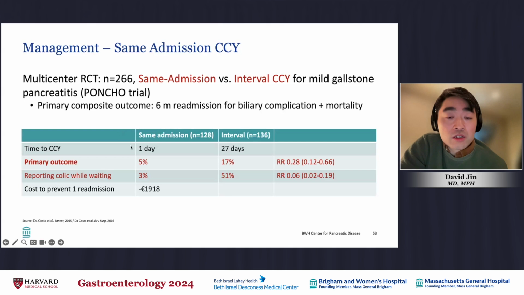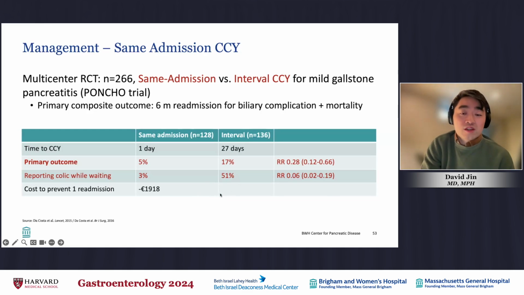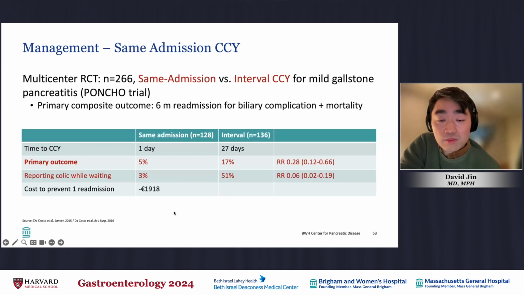So the same admission cohort got their cholecystectomy within a day on average versus the interval cholecystectomy group. They were discharged and got their cholecystectomy 27 days after initial presentation. You'll see that the primary outcome was significantly higher in the interval cholecystectomy group, and half of patients in the interval cholecystectomy group were reporting biliary colic while waiting for the cholecystectomy.